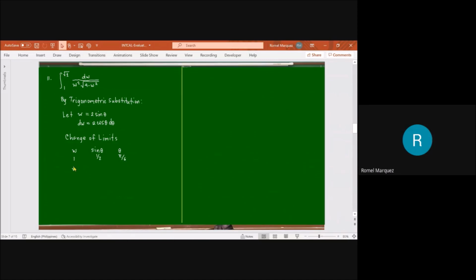If you have a square root of 2 for w, so w equals square root of 2. So what is sine theta? It's square root of w over 2. It's square root of 2 over 2. That is sine theta. What is that angle? If you take the sine of that, it is square root of 2 over 2. That is pi over 4.